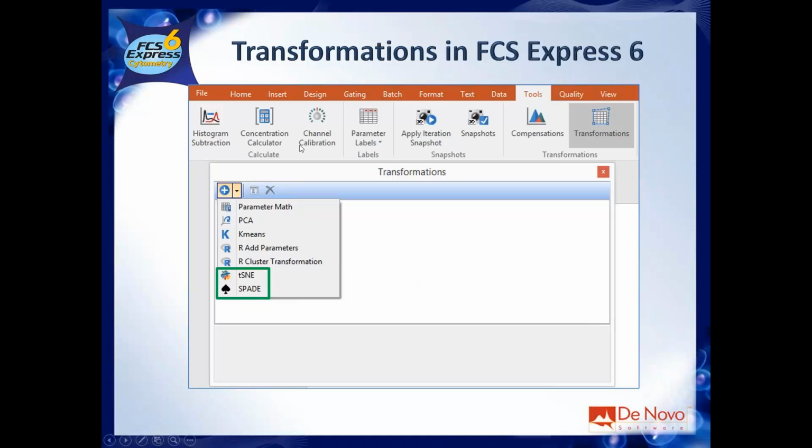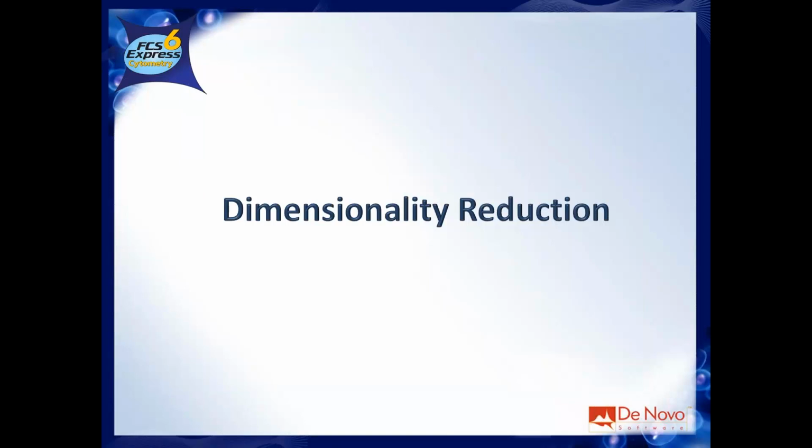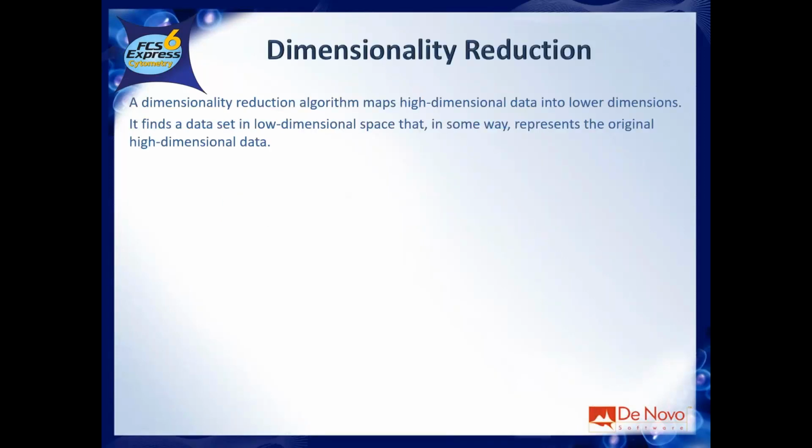I want to focus a little bit more on two specific transformations, tSNE and SPADE. tSNE is an example of dimensionality reduction. You remember dimensionality reduction is a way to reduce the number of dimensions of your dataset. So you're not going to reduce the number of observations. This is, let's say, a definition of dimensionality reduction algorithm: those algorithms map high dimensional data into lower dimension.